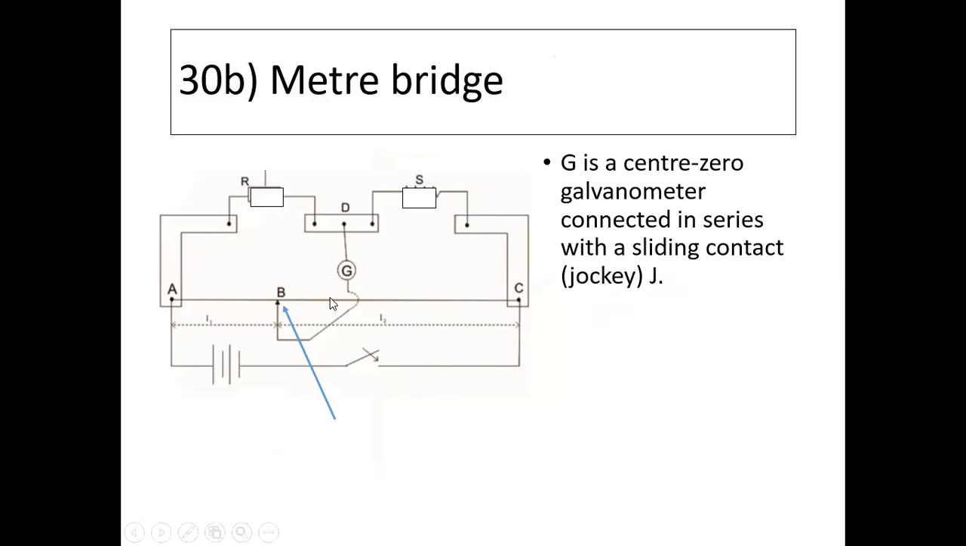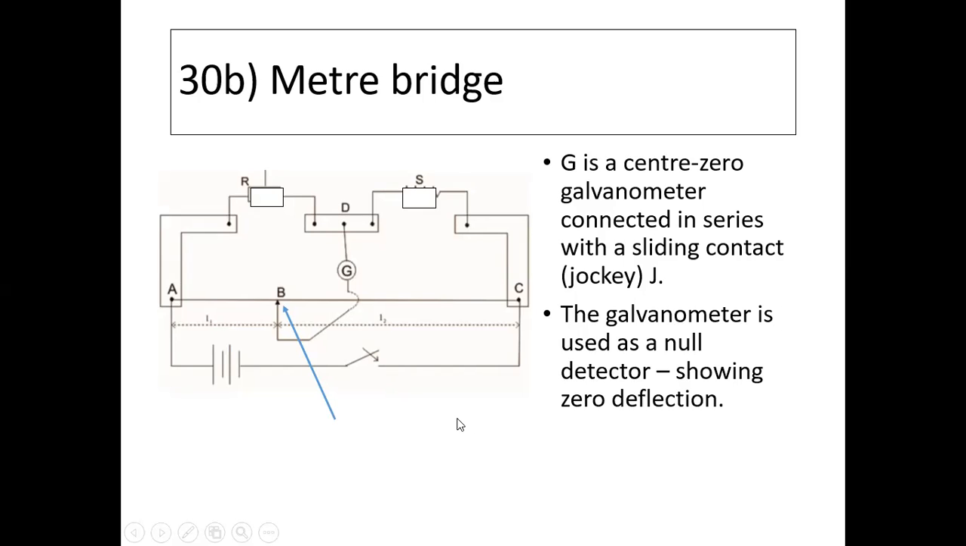G is your center-zero galvanometer connected in series with a sliding contact. The sliding contact is just like a pen made of metal. The galvanometer is just to show null deflection, a null detector. That means it must be able to deflect on either side to show that there's no current flowing, rather than just zero current, because zero current can mean that your switch is not on. So it can deflect to the left or to the right, then you adjust it to zero by sliding.